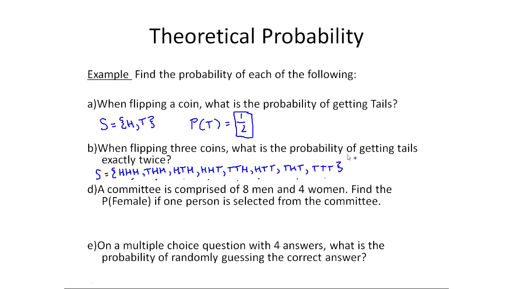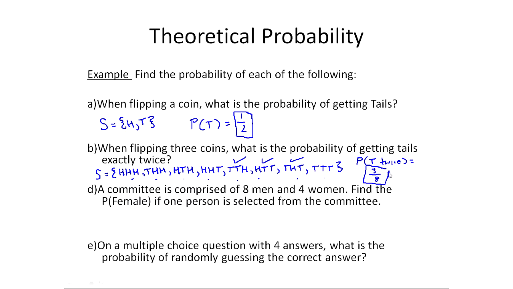So I can say, okay, well, the probability of getting tails exactly twice will be the number of these events that has tails twice. So that would be this one, and this one, and this one. So that's 3 out of the total number of things in the sample space. So that's out of 8. So again, same idea. Count what's in the sample space, count what's your event. Take a look at part D.